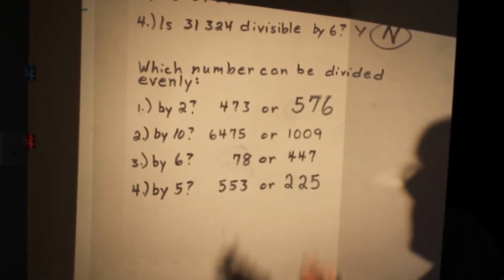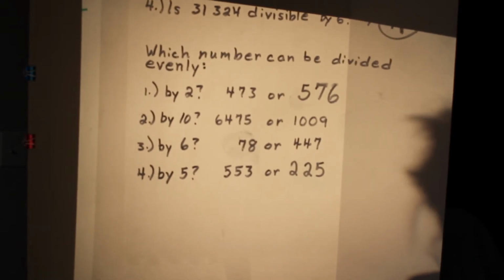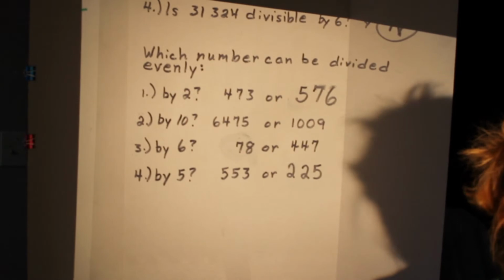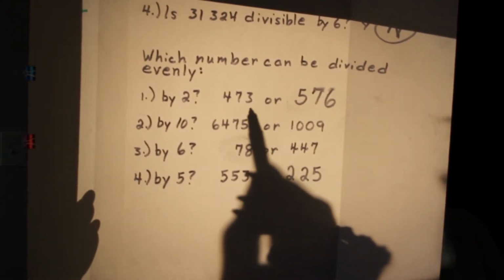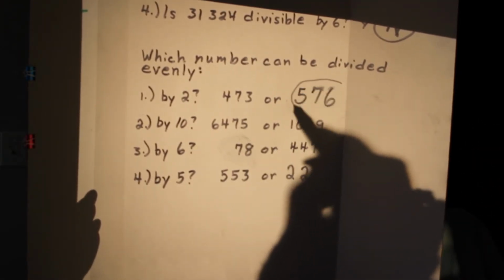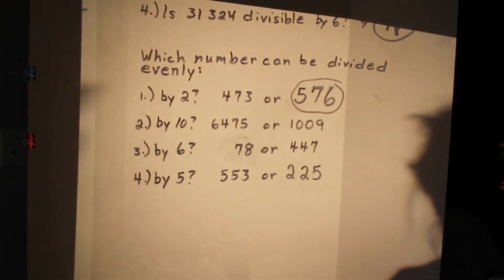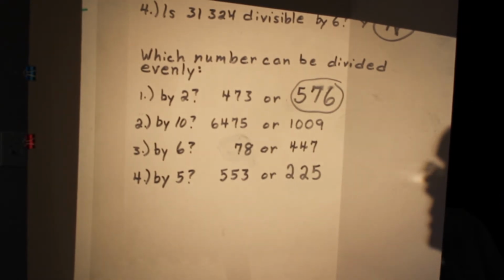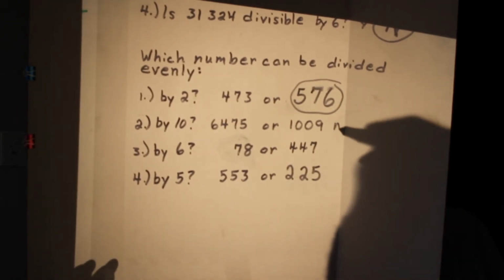Which number can be divided evenly by 2? Well, this one ends in a 3, so it's not going to help you very much because it's an odd number. This one's the only even one, so it's got to be this one. Which number will be divided evenly by 10? Well, neither one of these ends in a 0. So your answer is neither.